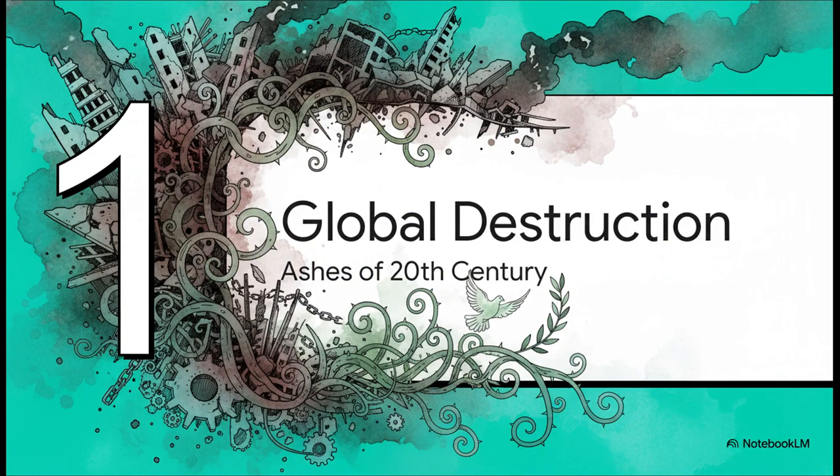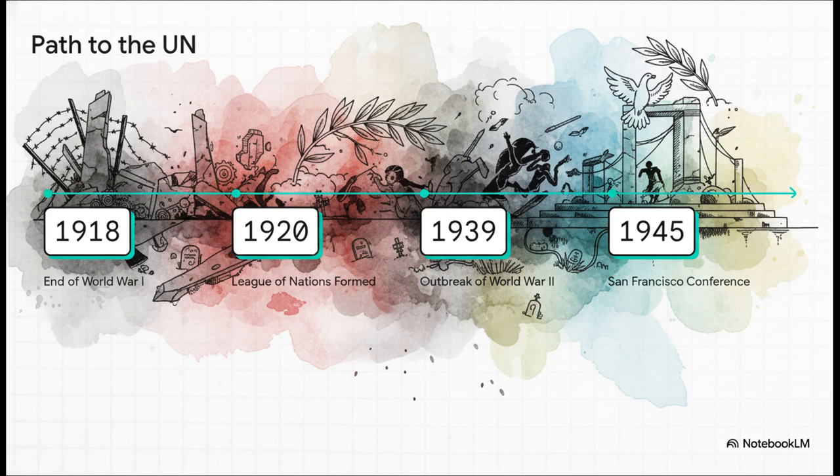Part 1. Born from Global Destruction, the Ashes of the 20th Century. Okay, so the catastrophic failure of the League of Nations and the sheer devastation of two world wars absolutely forced the world's hand. World War I ends in 1918, and they form the League of Nations in 1920 to promise lasting peace. But it fails. Totally. It just lacked any real power. And by 1939, all that lingering bitterness erupts into World War II, costing billions of dollars and leaving millions dead. It was an absolute breaking point for humanity.